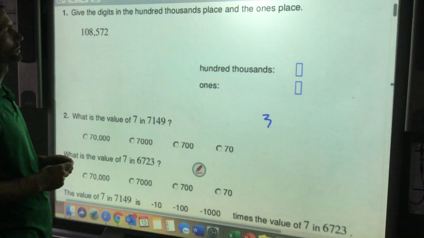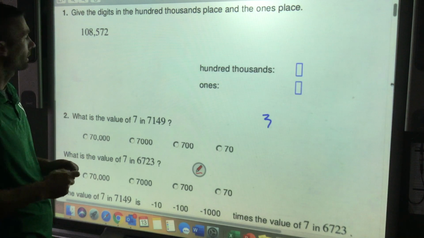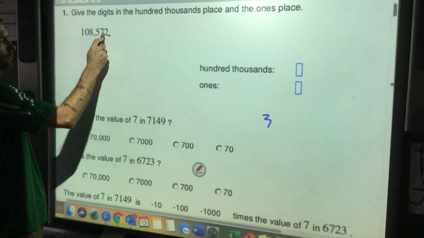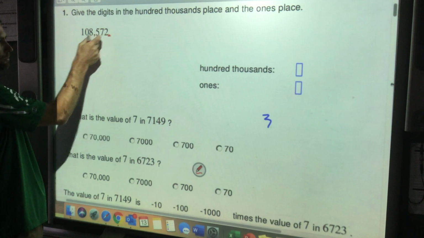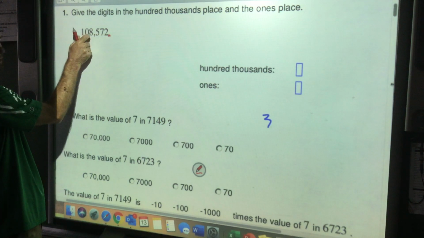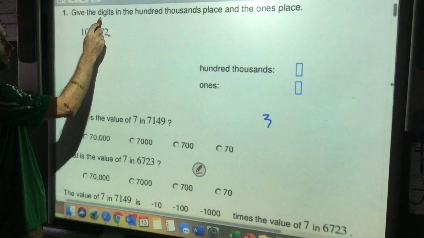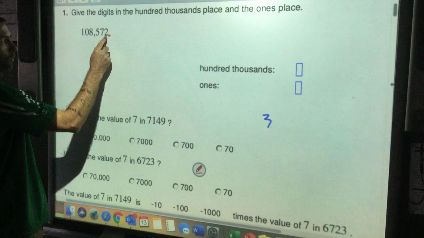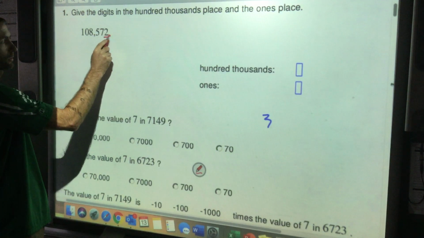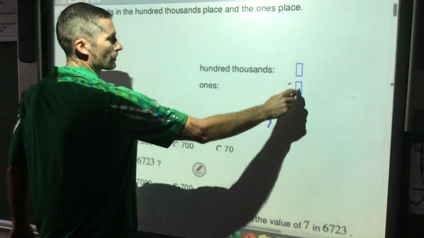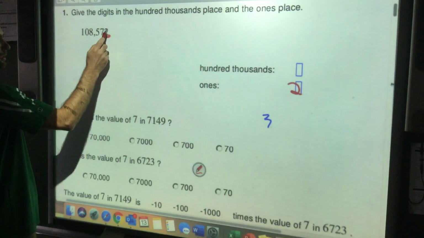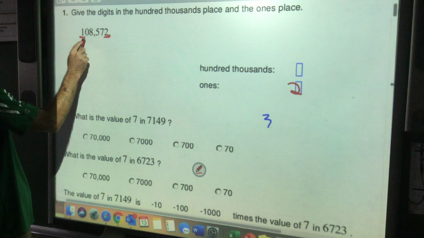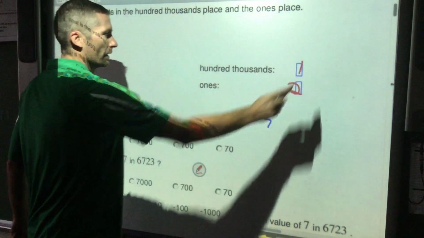Give the digits in the hundred thousands place and the ones place. Okay, so we talked about it. There's a decimal here that we start with. Working our way over, we have ones, tens, hundreds in this period, then ones, tens, hundreds in this period. This is my ones period, this is my thousands period. So we just want the ones in the ones period, so the answer is 2. In the hundred thousands, well, we have 1, 10, 100, then my thousands, 1, 10, 100. That's my hundred thousands. So there's a 1 there.